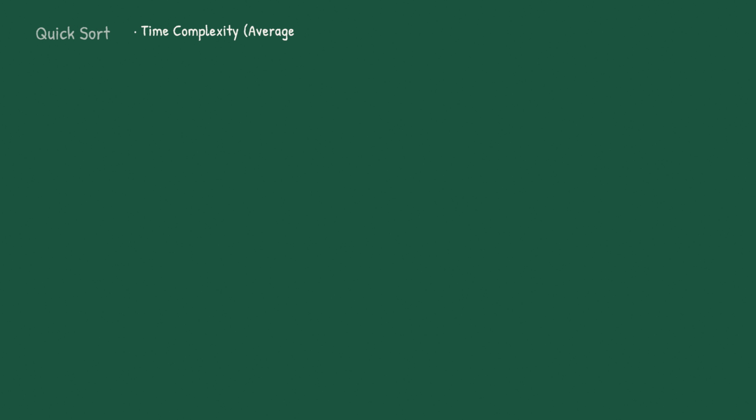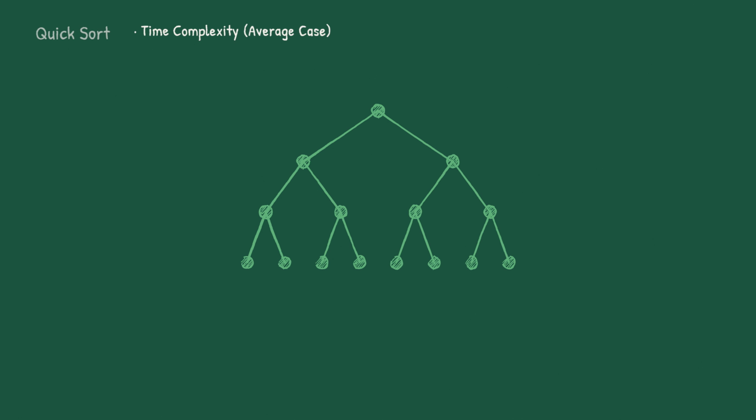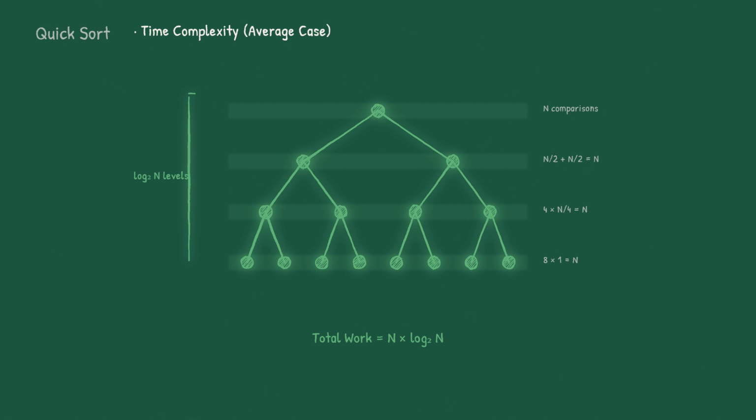So how fast is this algorithm? In the normal case, each partition splits our list roughly in half. If we draw this out as a recursion tree, it splits into 2, then 4, then 8. Because we divide the list by 2 at each step, the depth of this tree is log n levels. And at each level, the total partitioning work across all subproblems is always n comparisons. So multiplying the work per level by the number of levels gives us a total time of n times log n. O of n log n is incredibly fast. For a million numbers, that's only about 20 million steps, not a trillion.